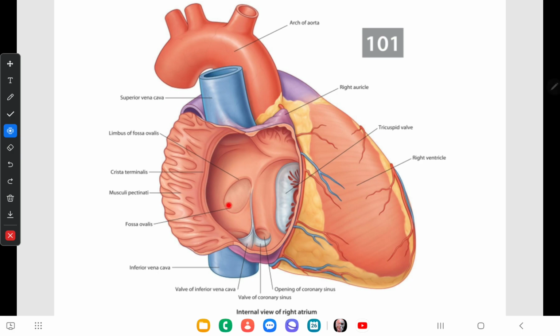This smooth wall part is derived from the sinus venosus, while this rough wall part is derived from the primitive atrium. Then there are several openings into the right atrium. You can see the inferior vena cava opens here, and the superior vena cava opens here. The superior vena cava opens into the upper part of the right atrium, and you cannot see any valve in the opening of the superior vena cava.